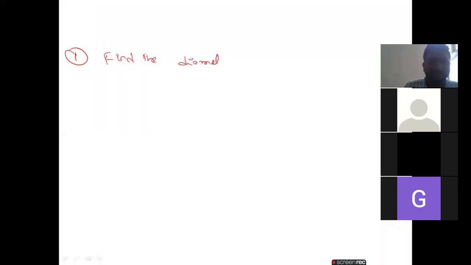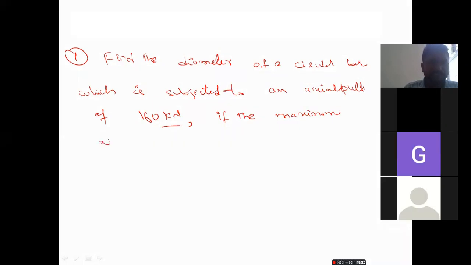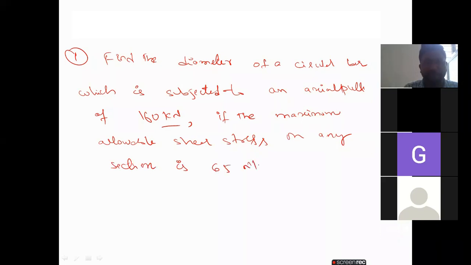Find the diameter of a circular bar which is subjected to an axial pull of 160 kilonewton, if the maximum allowable shear stress on any section is 65 Newton per mm square.